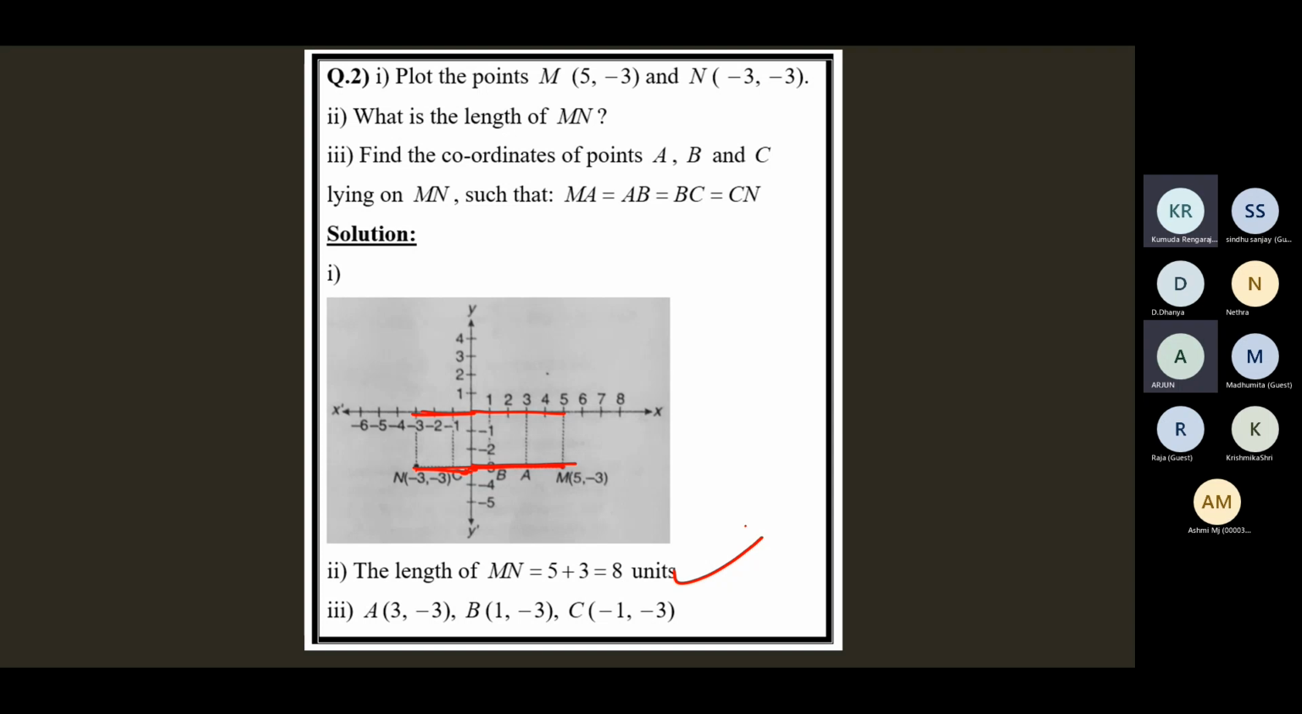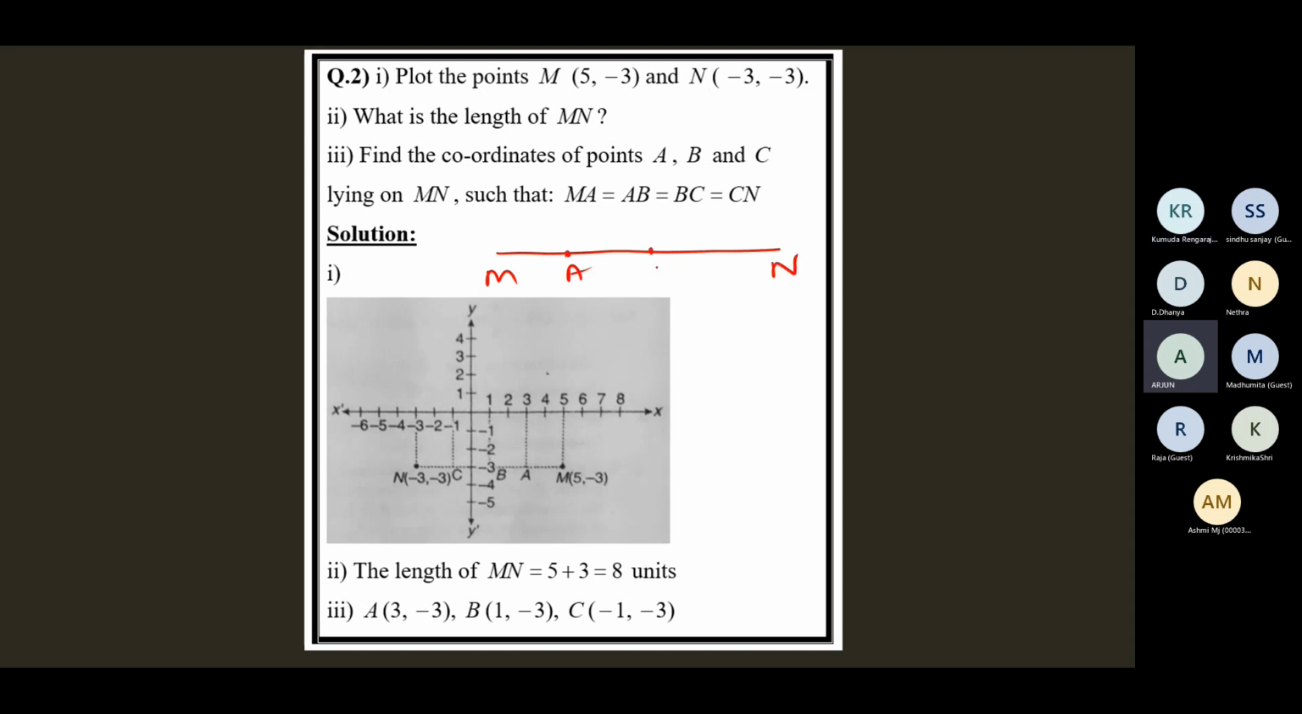Find the coordinates of points A, B, C lying on MN such that MA is equal to AB. Okay, so you need to find A, B, C on MN. Listen to this carefully. You need to find A, B, C on MN such that MA... please see here, this is MN.